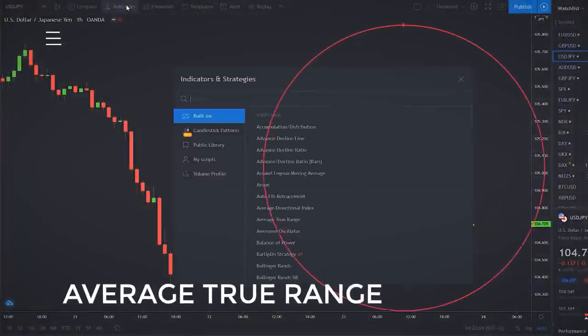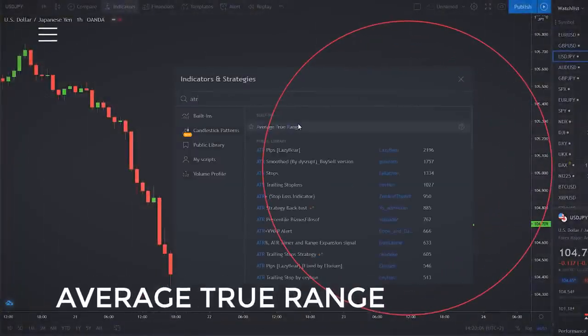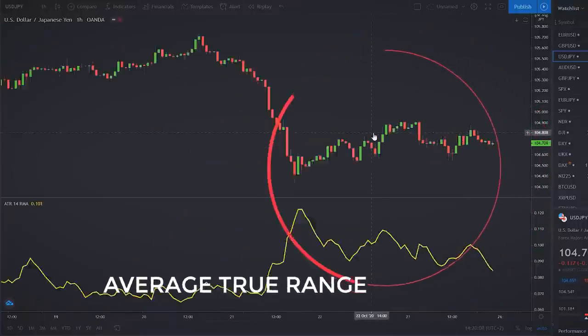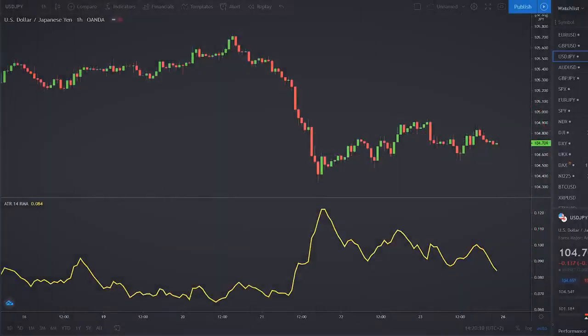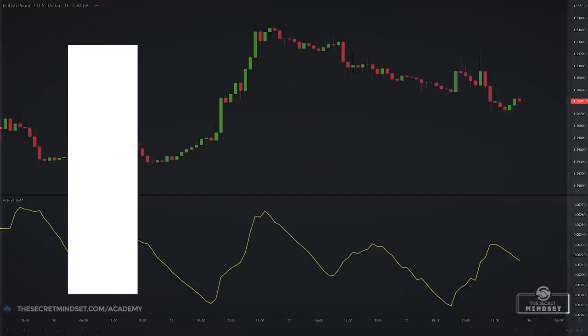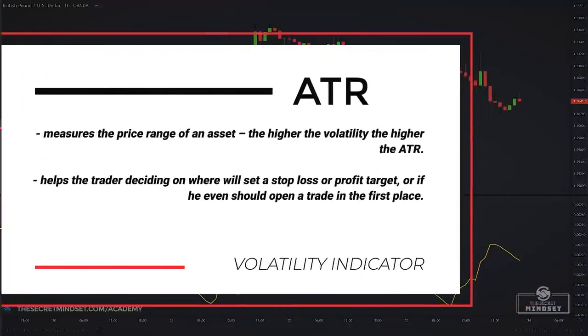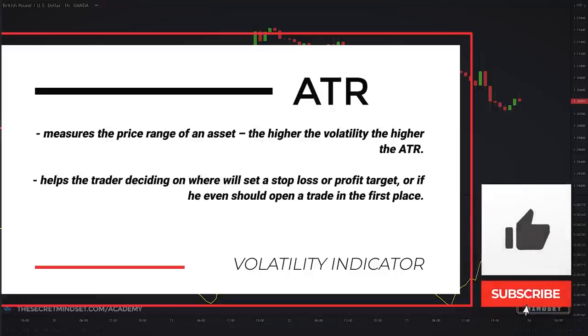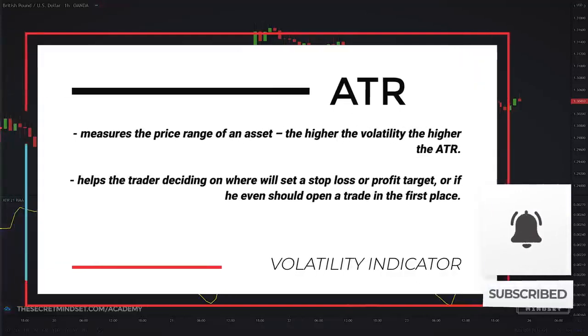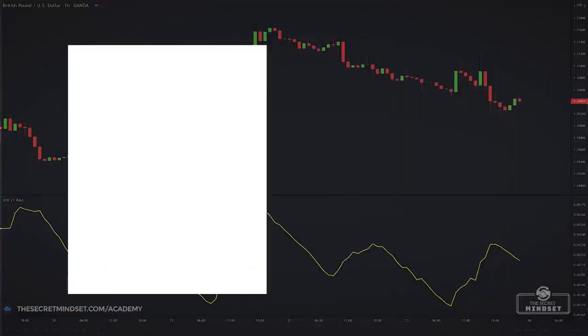The average true range is a great tool when it comes to adapting to the ever-changing market environment, being a useful indicator in measuring volatility. The average true range measures the price range of an asset. The higher the volatility, the higher the ATR. The average true range is one of the most useful indicators because it helps the trader decide where to set a stop loss or profit target, or if he even should open a trade in the first place.